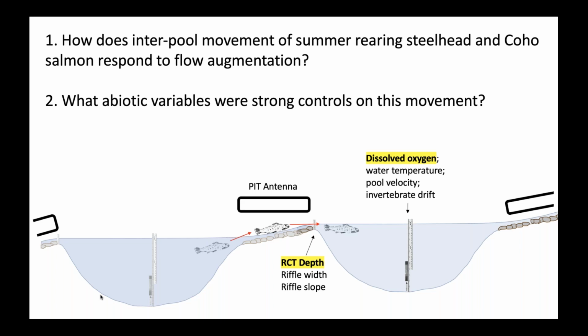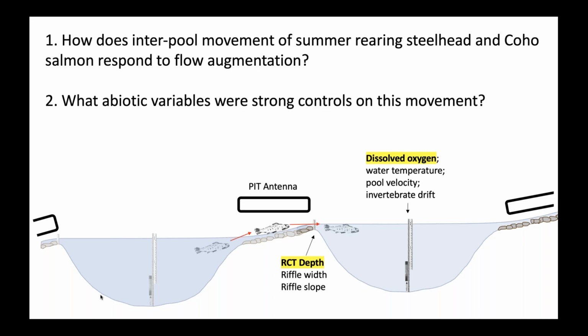The movement of fish within reaches, between pools, without leaving the stream, is really important for them to be able to deal with density-dependent limitations in the pools they're in, to be able to move from pools that become inhospitable to hospitable. It's related to a lot of ecological theory, like the ideal free distribution. I'm not going to get into that, but it's a really important variable in the fitness and survival of summer rearing salmonids.